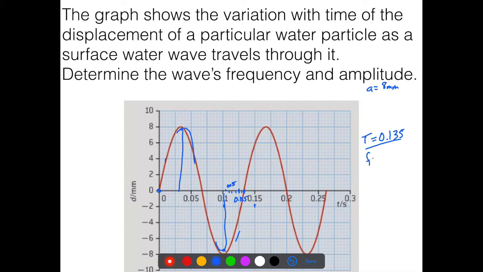And then of course frequency equals 1 over the period. So I'm going to do 1 over 0.135, and I get a frequency of 7.41 hertz, or seconds to the -1. All right, so let's move on to the next part of the question. Keep that information because you are going to need it in just a minute, at least some of it.